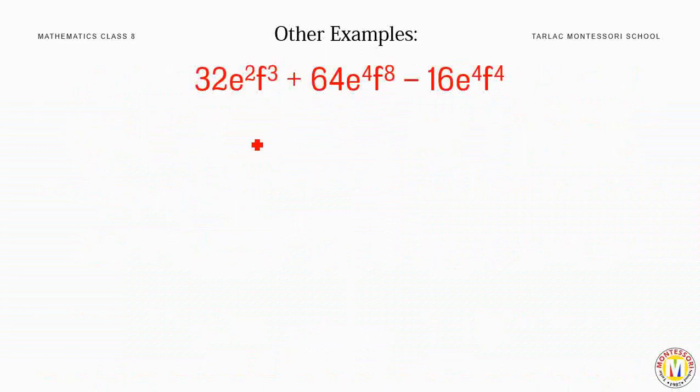Next, this one, 32e squared f raised to 3 plus 64e raised to 4 f raised to 8 minus 16e raised to 4 f raised to 4. You can observe here we have 32, 64, and negative 16. So their greatest common factor would be 16. We have e squared, e raised to 4, e raised to 4. So we'll move out e squared. f raised to 3, f raised to 8, f raised to 4. So we'll be moving out f raised to 3 since again we are considering the variable with the least exponent.